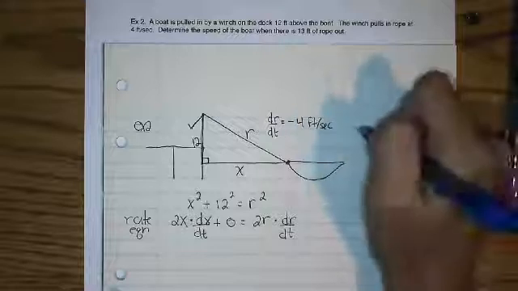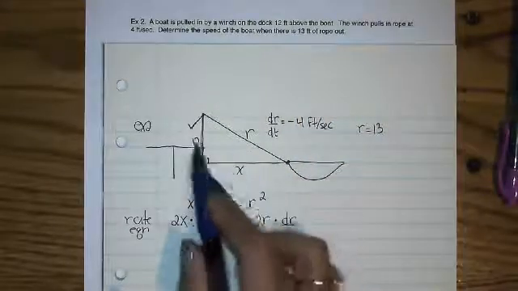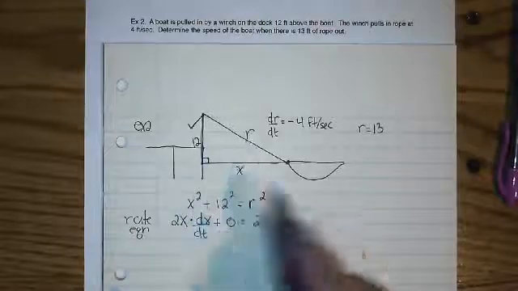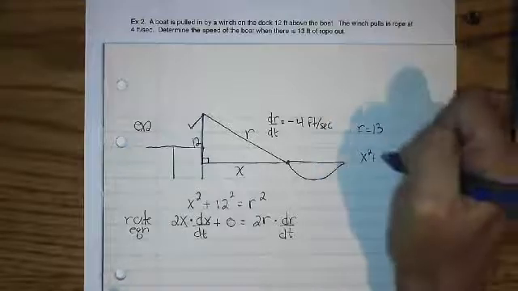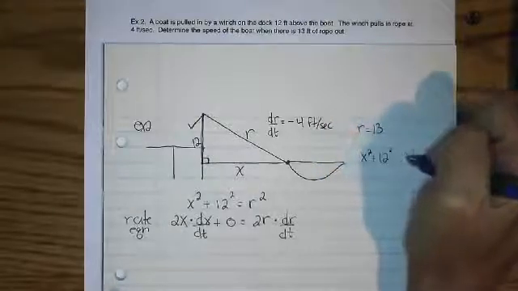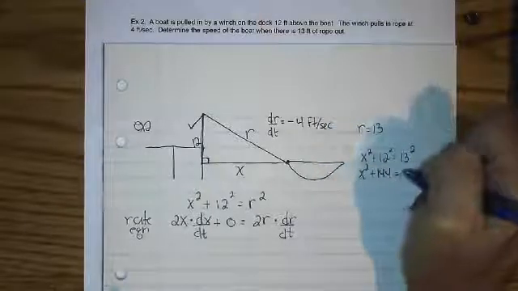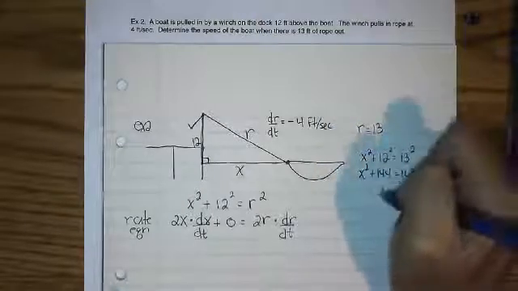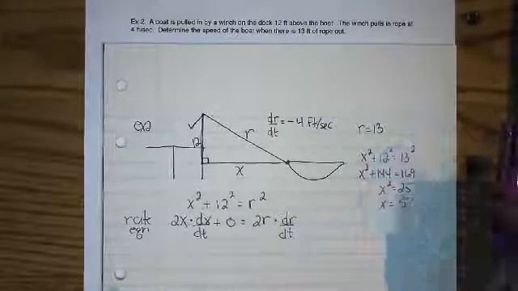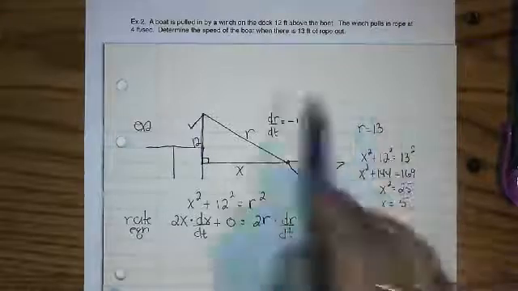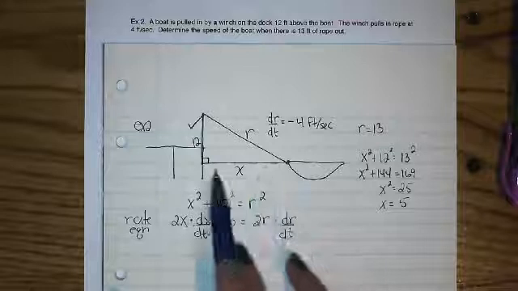And then the amount of rope is 13. So I know that r is 13. I still need to know x, and I can get that with the Pythagorean theorem. So, setting it up, x squared plus 12 squared equals 13 squared, x squared plus 144 equals 169. Do the subtracting. x squared is 25. x is 5. So now I have everything, and then that allows me, it says determine the speed of the boat.